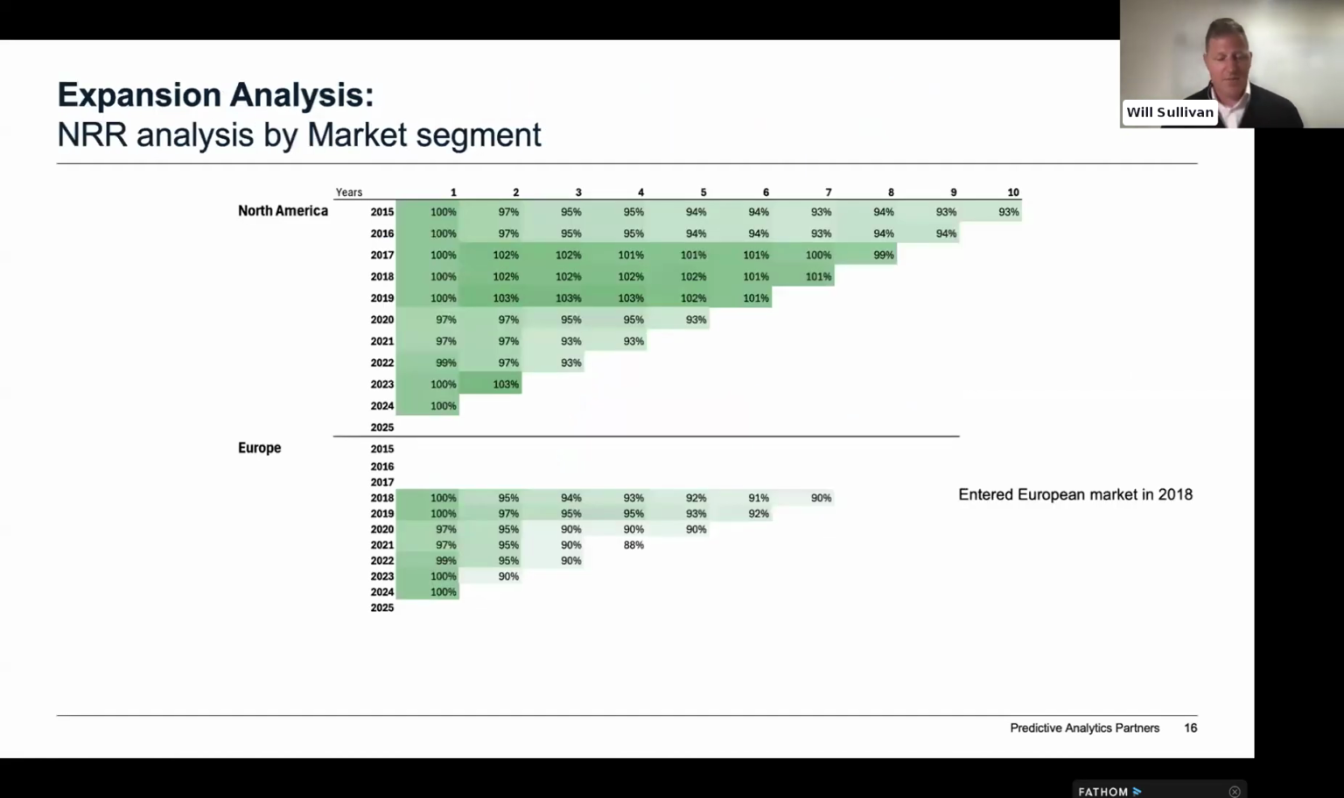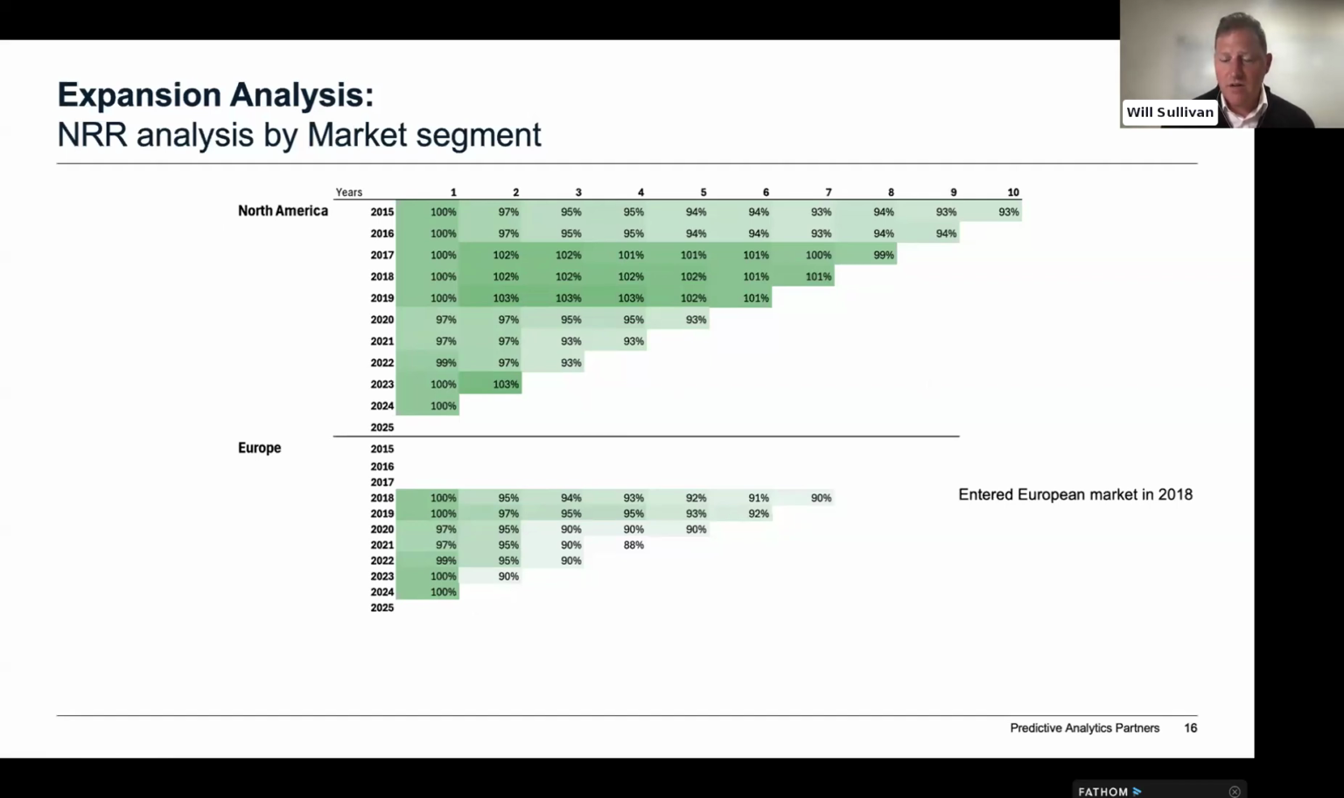Here's another tactical example. And once again, I call this more second layer. We haven't got down into third layer yet, but we can look at the net retention rate by market. So the example here is North America, where this company started, versus Europe. And we see that they entered Europe in 2018. Just looking at the colors here, a darker green identifies a higher net retention compared to this lighter color. And so it should jump out at you like something's going on in the European market.